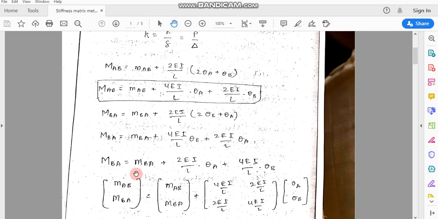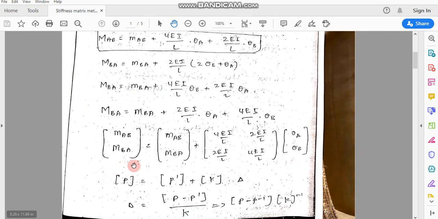So we can write the same thing in matrix form, isn't it? Consider this highlighted one and this one. Take MAB here and MBA from here. Now small mAB and small mBA, plus, open the bracket: 4EI by L, 2EI by L, then 2EI by L, 4EI by L, and in the bracket theta A, theta B. If you open the bracket, you'll get the same two equations.